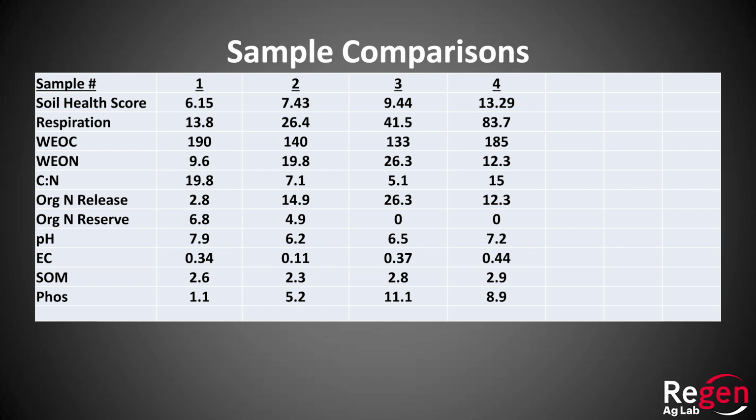As we go through these, make some of these comparisons. I'm not going to go through every one of these, but notice on 3 and 4, the organic nitrogen release is maximized. We're getting all the credit. The problem with number 3 is that the carbon to nitrogen ratio is 5.1. That came off a field that's been 31 years continuous soybeans.